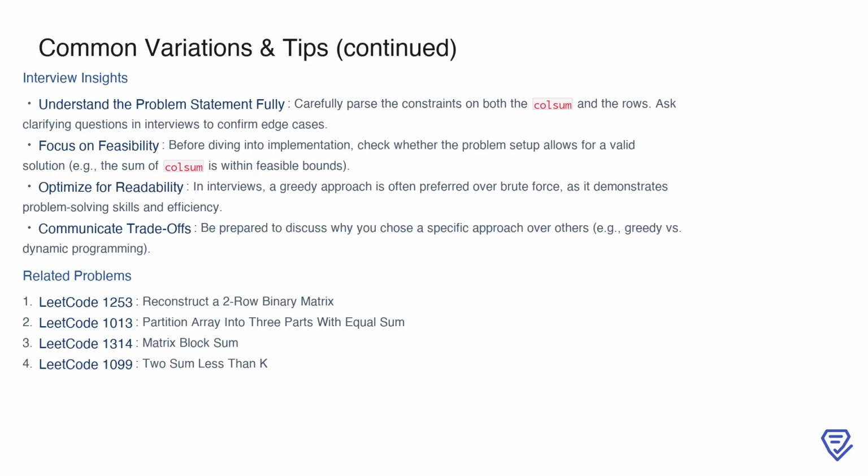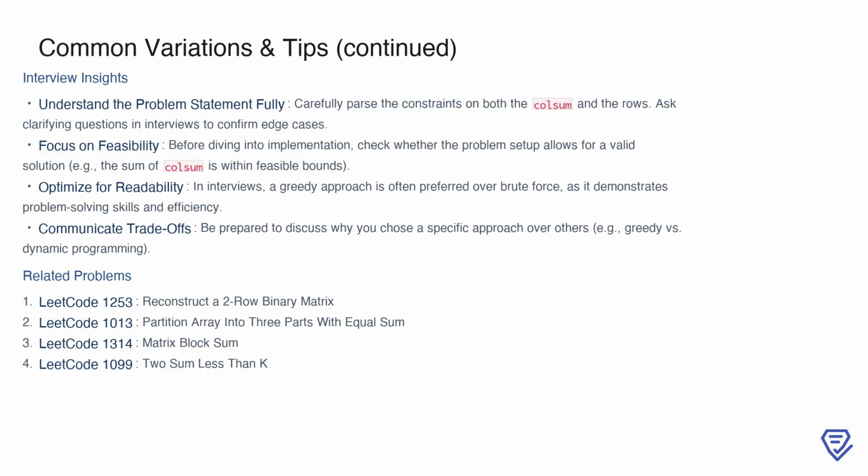To succeed in interviews, it's essential to fully understand the problem statement. Carefully consider the constraints on both the colsum and the rows, and don't hesitate to ask clarifying questions to confirm edge cases. Before implementing a solution, focus on feasibility, check whether the problem setup even allows for a valid solution. For instance, if the sum of colsum exceeds the limit imposed by the row sums, no valid matrix can be constructed. Also, prioritize readability when writing your code.